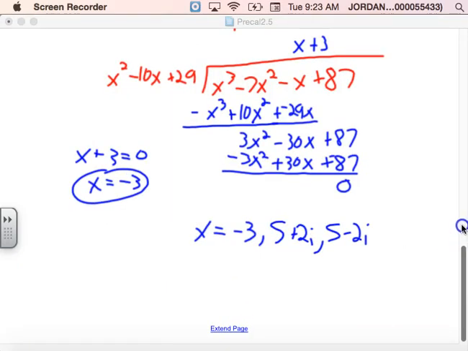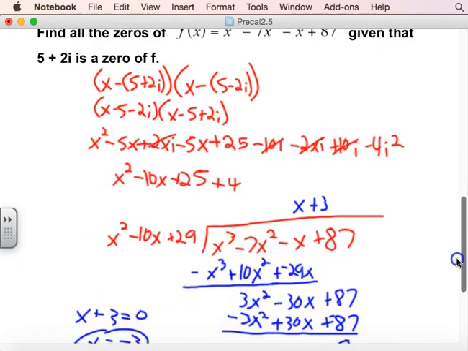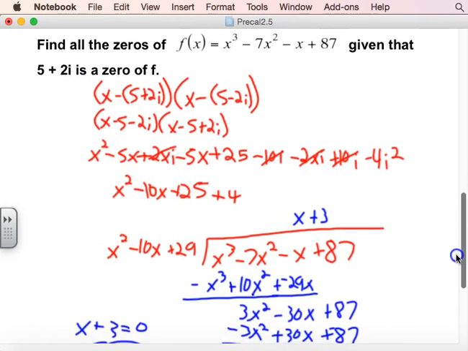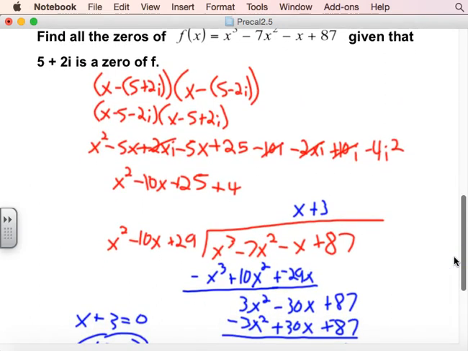All right, so on this one, you had to do x minus 5 plus 2i and x minus 5 minus 2i, because we knew 5 plus 2i was a 0, so 5 minus 2i has got to be a 0 also. So whenever we multiply all that out, it's going to simplify down to x squared minus 10x plus 29, which you can see right here.